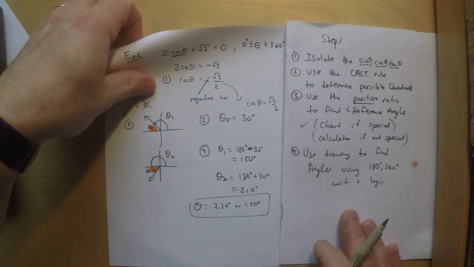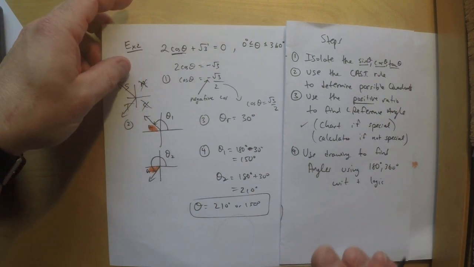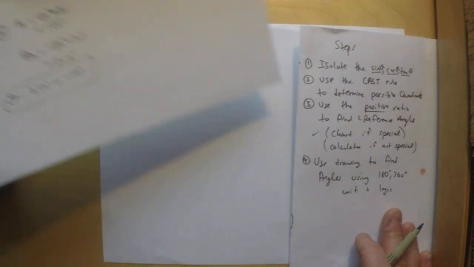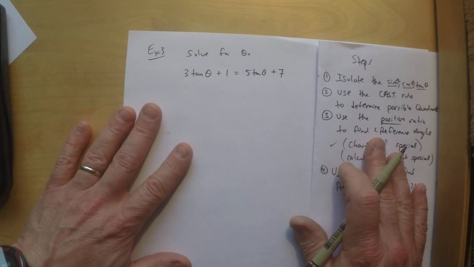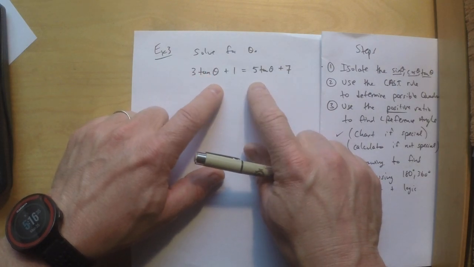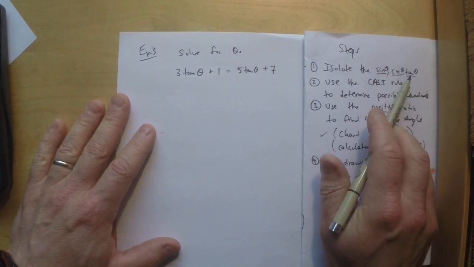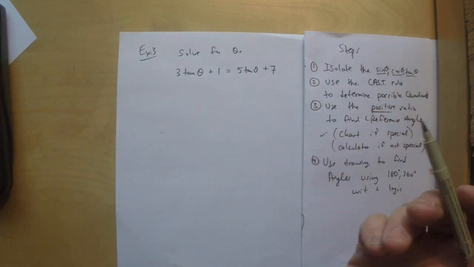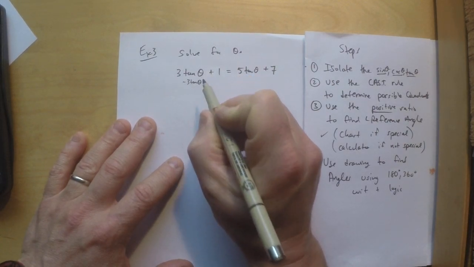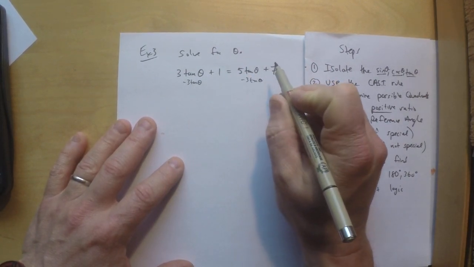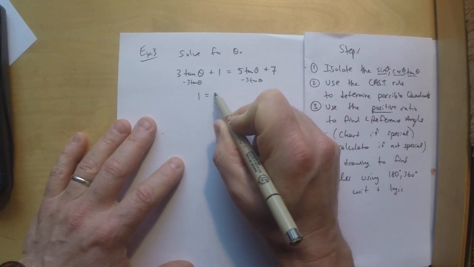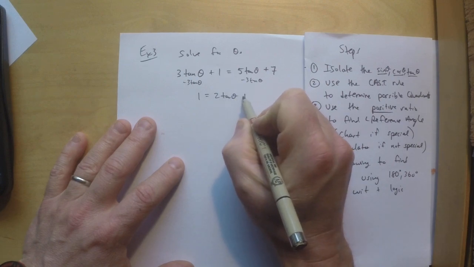Just a few little things. Let's do one more example real quick. Yeah, we might as well. Okay, so here's example number 3. It's a trig equation, has 2 tans. Remember, I have to isolate one of them. So I'm going to do 2 things here. I'm going to subtract the 3 tan theta from both sides. So this would give me 1 equals, so 5 tan thetas minus 3 tan thetas is 2 tan thetas.